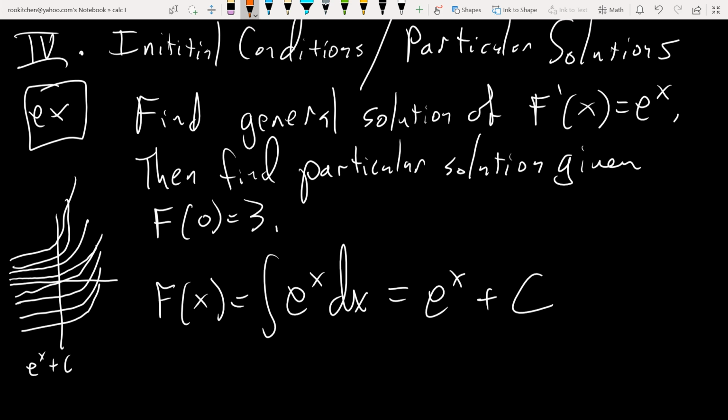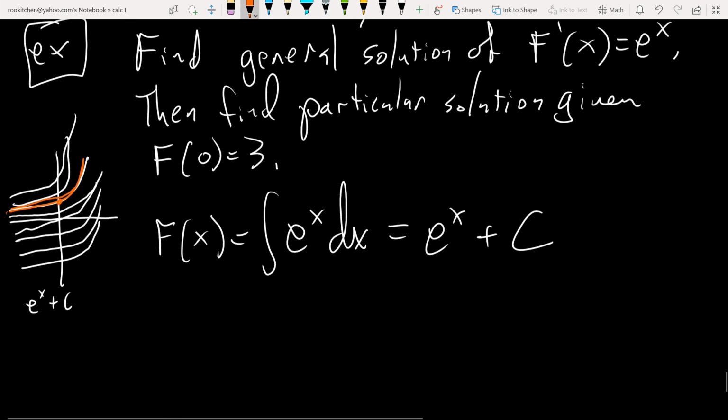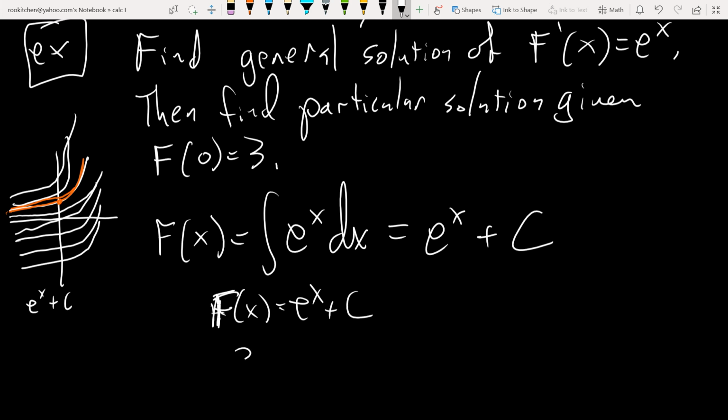So 0, 3 is going to be right here. We're going to be looking for this particular solution that goes through that point. So how do I do that? Well, you're just going to plug in 0 and 3 into this general solution. So let's go to the general solution. The general solution is f of x equals e to the x plus c. And I'm plugging in 0. F of 0 is 3.